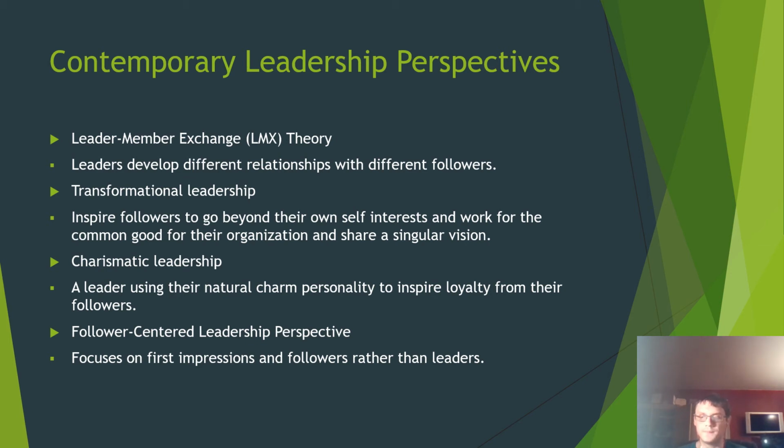Next would be charismatic leadership, which is leaders using their natural charm and personality to inspire loyalty from their followers. It kind of works off transformational, but charisma definitely focuses more on your personality and whether or not you're someone you want to have a beer with, like someone you would want to follow into battle, that sort of thing.